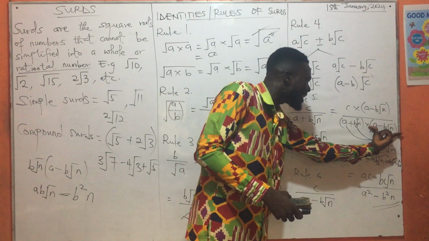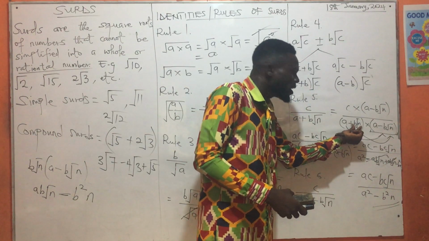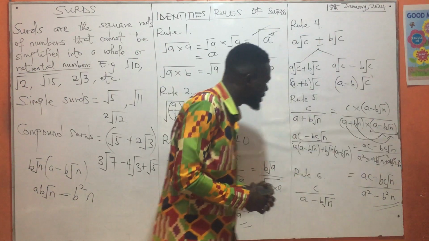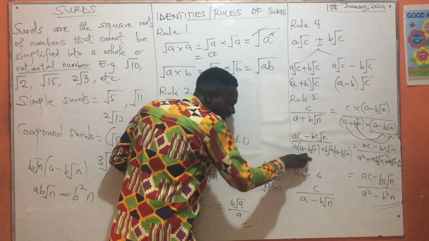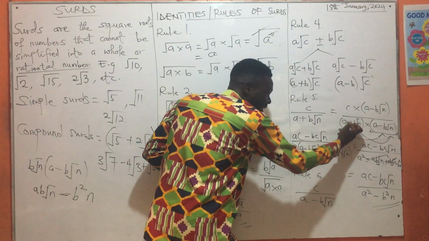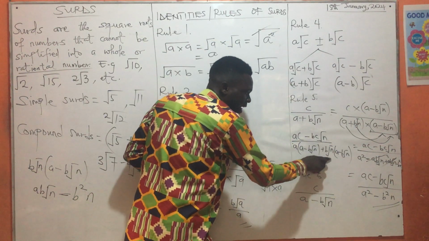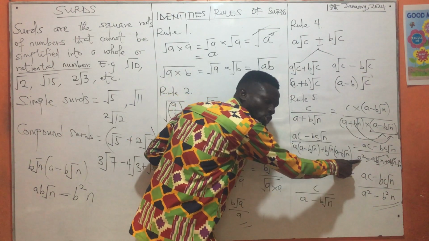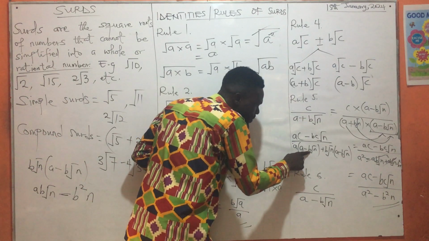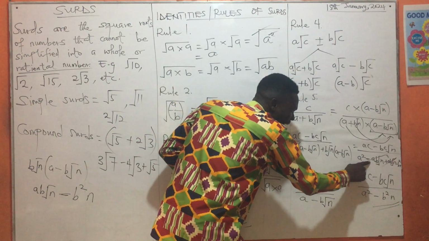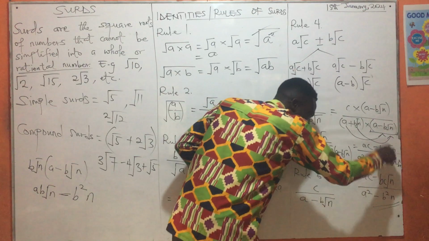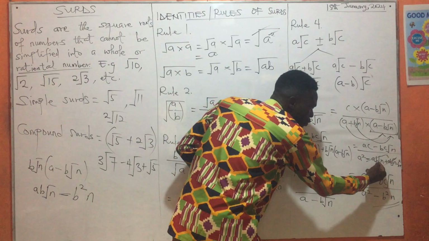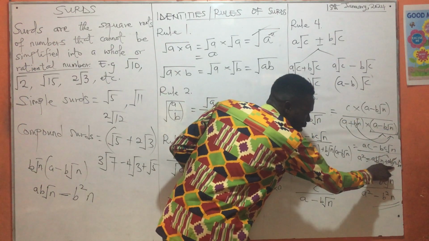The A will multiply this bracket. Then the B√n will multiply also this bracket. So now, if A is multiplying this bracket and the B√n, the sign is positive, so it has to be in front. It's also multiplying this bracket. Then A times A will give you A squared. Then A times minus B√n will give you minus AB√n. Then B√n times A will also give you AB√n, which is this one.